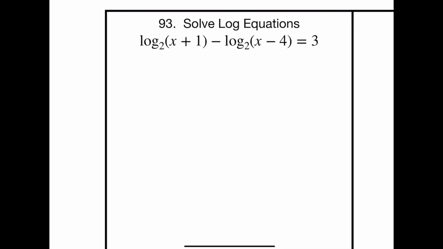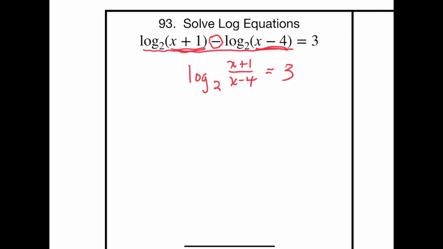Problem number 93 is solving log equations. It says log base 2 of x plus 1 minus log base 2 of x minus 4 equals 3. So the first thing I'm going to have to do is condense the left side into a single log so that I can use my definition to set up an equation. Since this is subtraction, remember the two arguments are therefore being divided. So I would have log base 2 of x plus 1 over x minus 4 equals 3.